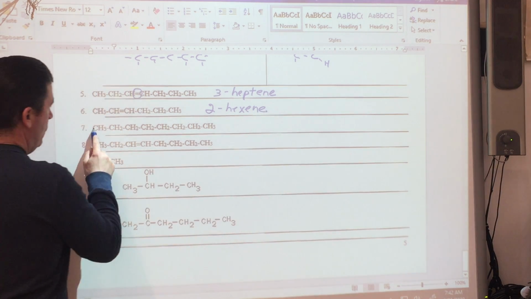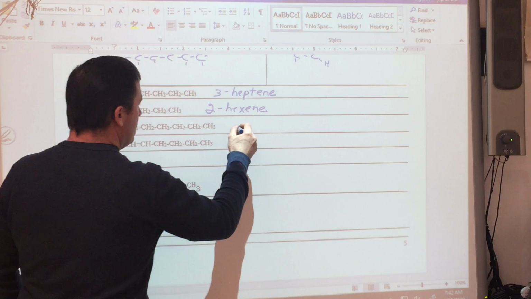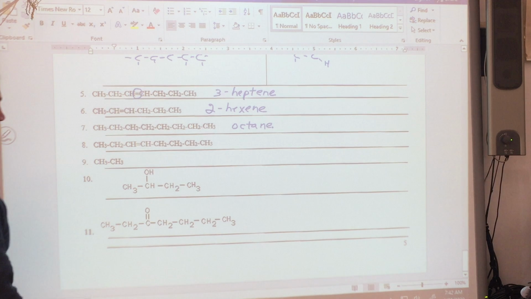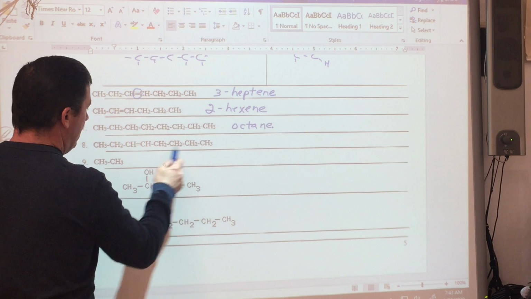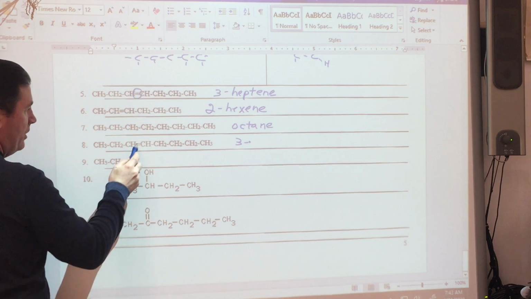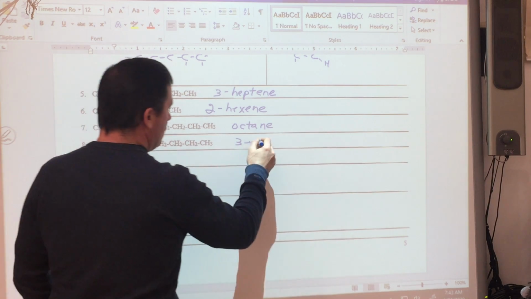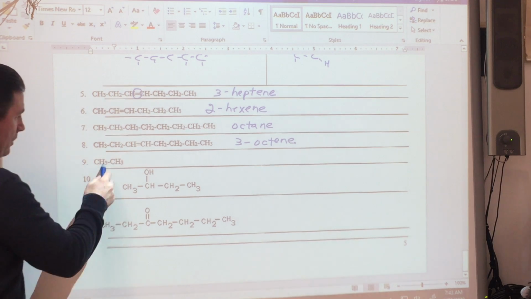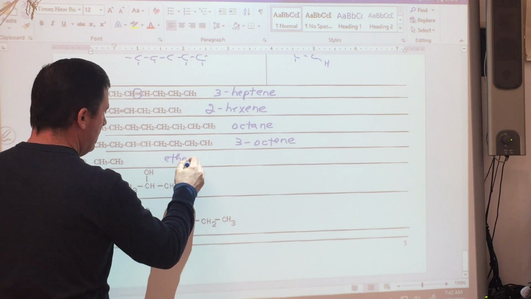How about this thing? 1, 2, 3, 4, 5, 6, 7, 8. No double bonds anywhere. So I don't have to say anything except that it is octane. How about this one? 1, 2, 3. 1, 2, 3, 4, 5. So I'm going with the lower one. So this is 3. There's my double bond. And 1, 2, 3, 4, 5, 6, 7, 8. This is 3-octene. Well, only single bonds here with 2 carbons. That's simply ethane.